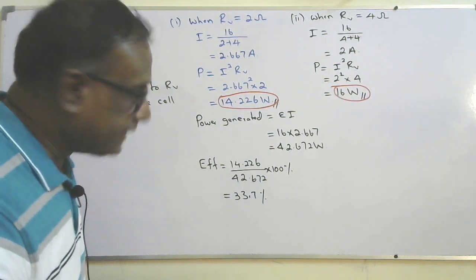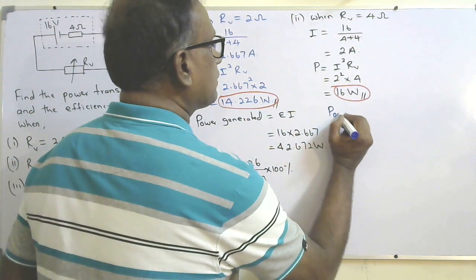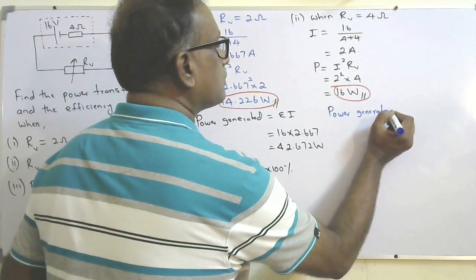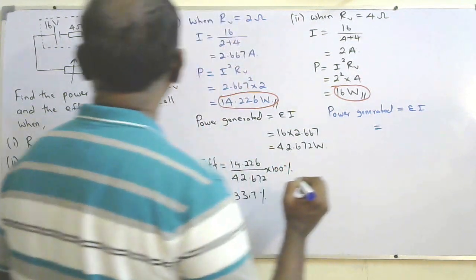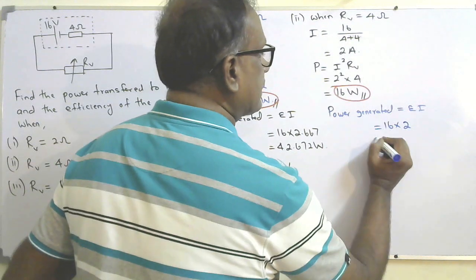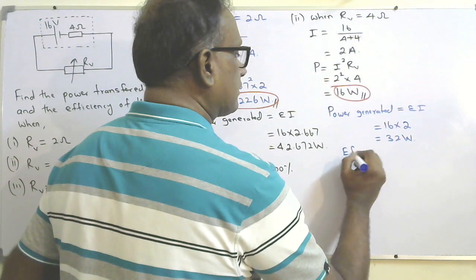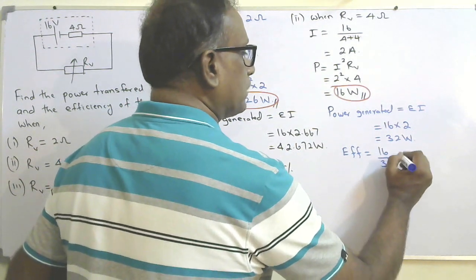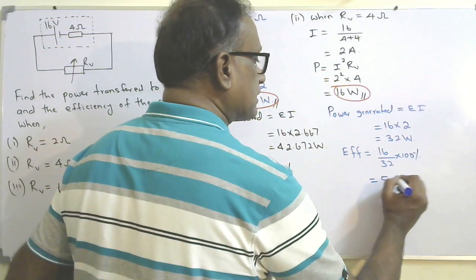So now we need to find the efficiency. So power generated we need to find. That will be equal to EMF times I. So EMF is 16 into I is 2. That is 32 watts. Efficiency is 16 over 32 into 100. So that will be 50%.